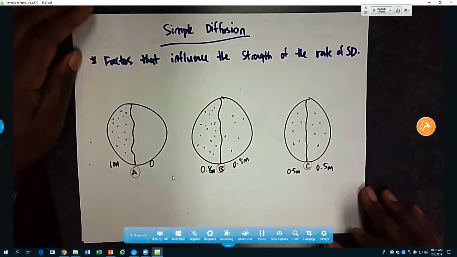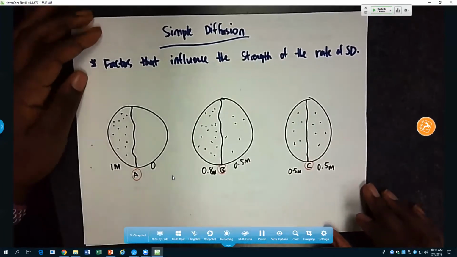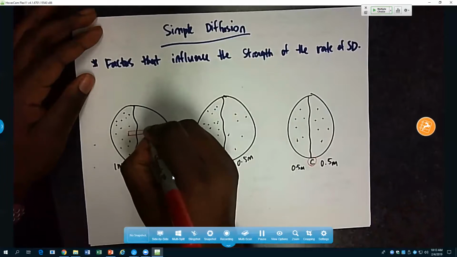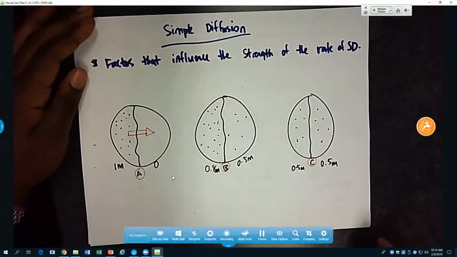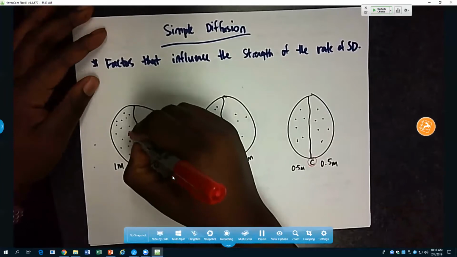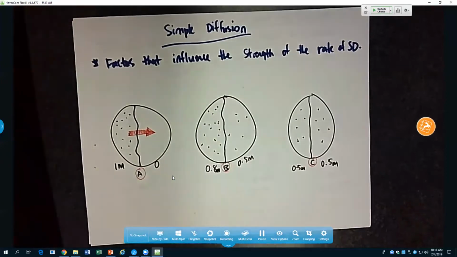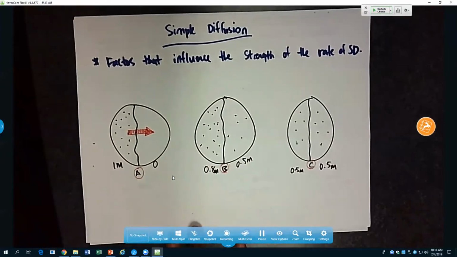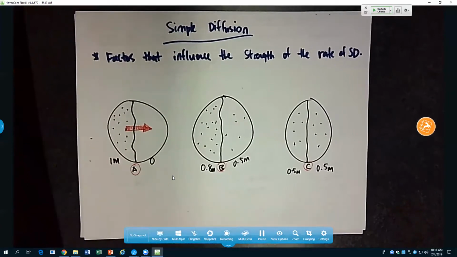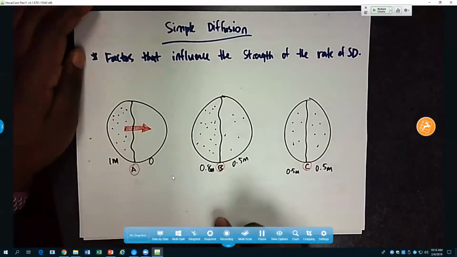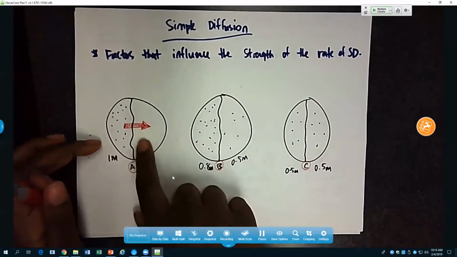Now, in that first scenario, what we'll see is that there is a strong rate of simple diffusion taking place across this membrane. Why is that? Why is there such a strong rate of diffusion taking place across this first membrane? Good, we have a concentration gradient established here. So the chemical driving force here is going to attempt to equalize the particles on both sides. Okay, we have a strong concentration gradient.